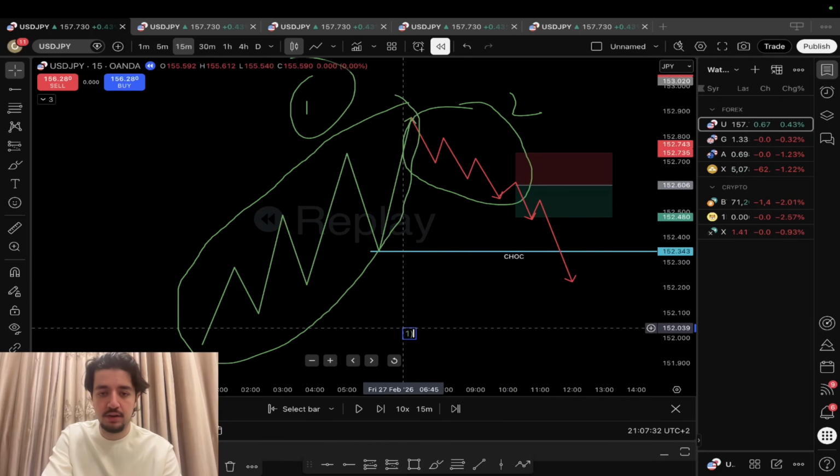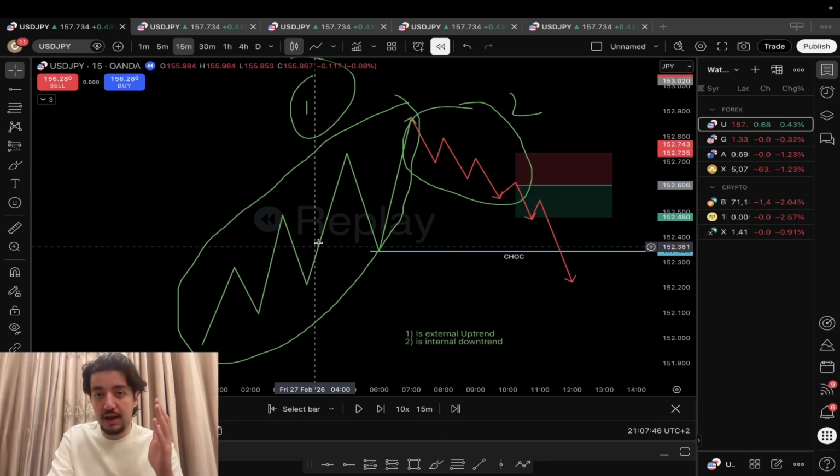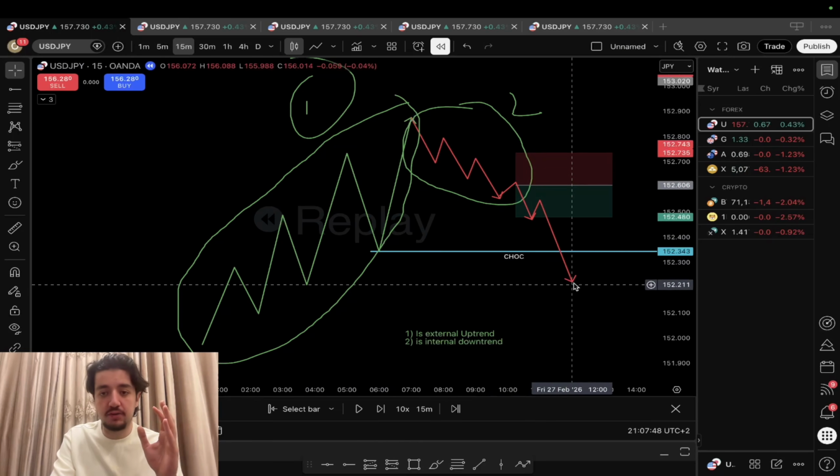So I'm gonna just write a quick note about it here. Number 1 is external uptrend. Number 2 is internal downtrend. Got it? Now usually external uptrends are stronger than internal downtrends.